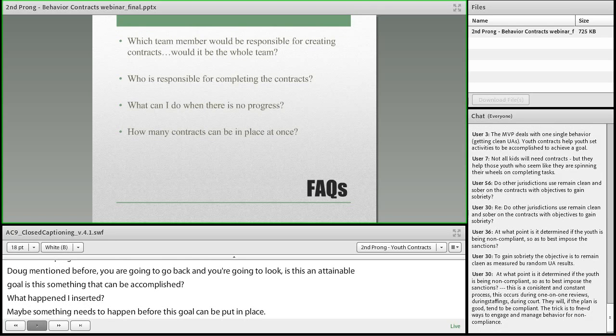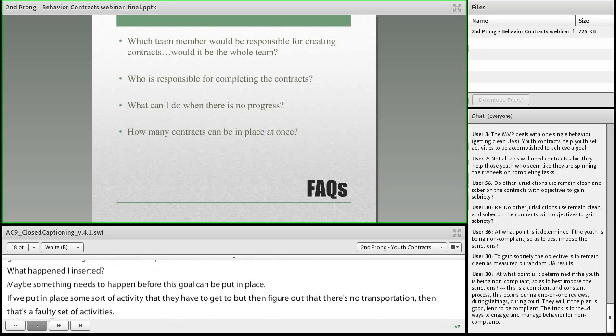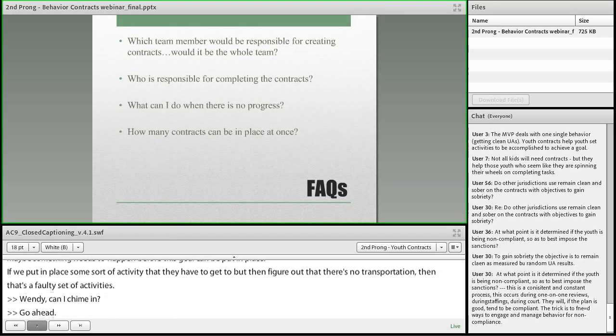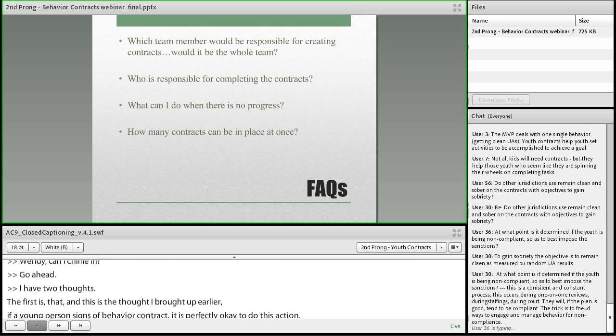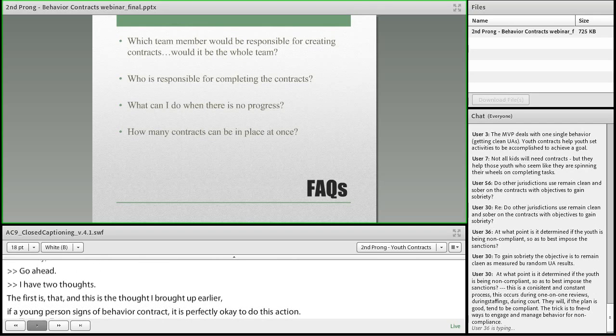Hey, Wendy, can I chime in for just a minute there? Go right ahead, Jess. I was just going to ask you if you had any input. I have two thoughts. The first is the thought I brought up earlier. If the young person signs the behavior contract and doesn't complete it, it's perfectly okay to do that sanction, because the sanction isn't going to be going to detention, right? It's going to be, your curfew's going to be earlier now. You have to be in at 6 p.m. It's going to be that you're going to freeze your points.